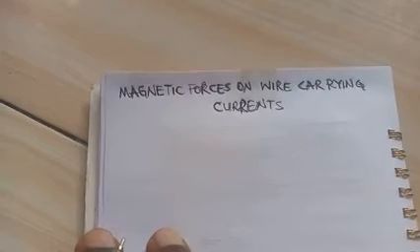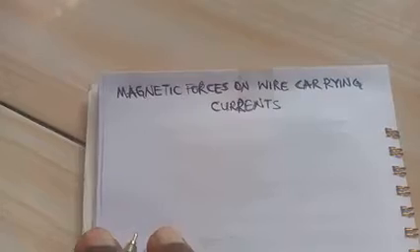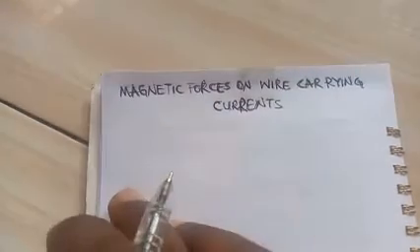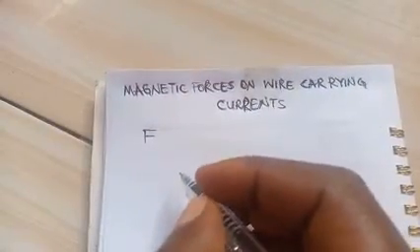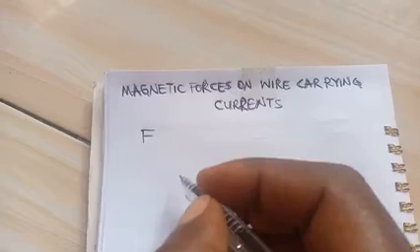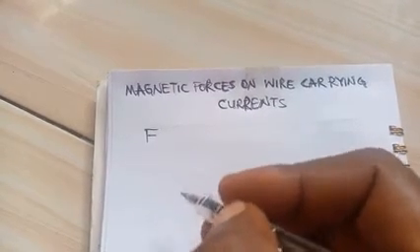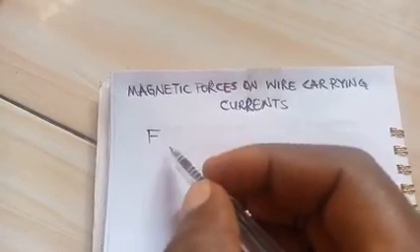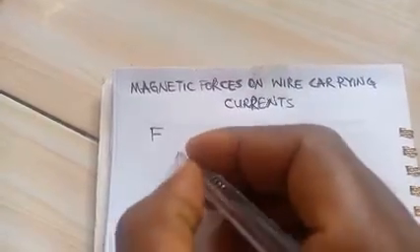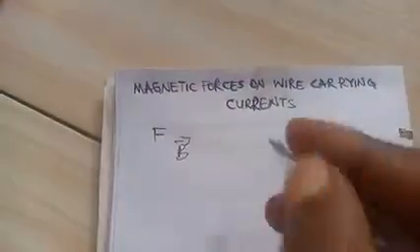In this video, we are going to talk about magnetic forces on a wire carrying current. Now, when current flows in a wire, a force F is exerted on the wire. The wire is deflected upwards and not towards any of the poles of the magnet. Instead, the force is perpendicular to both the magnetic field and the current.